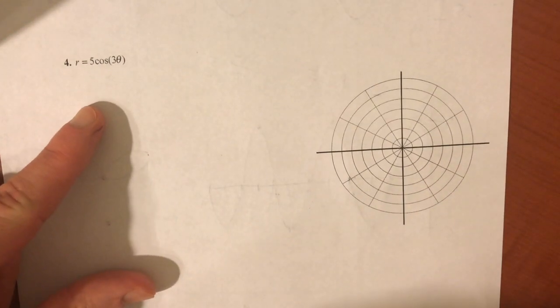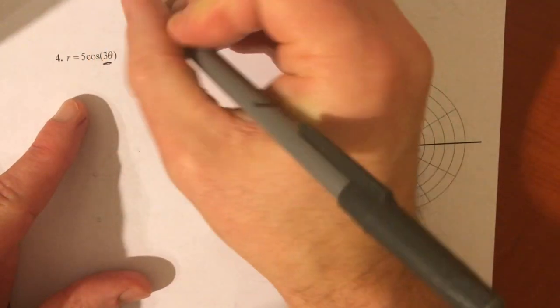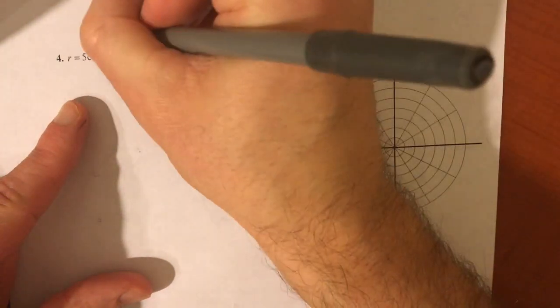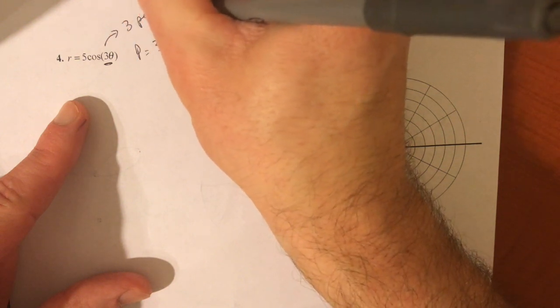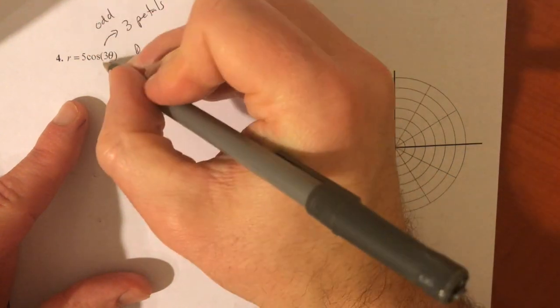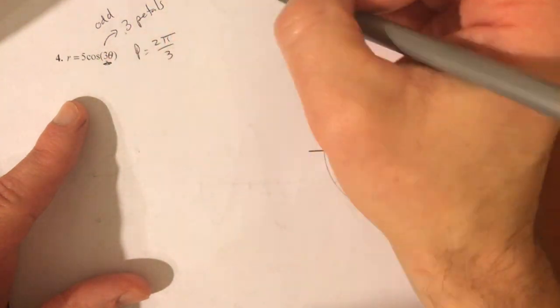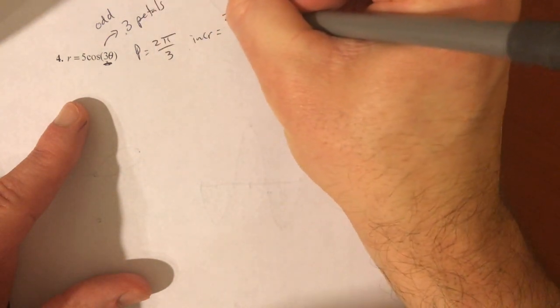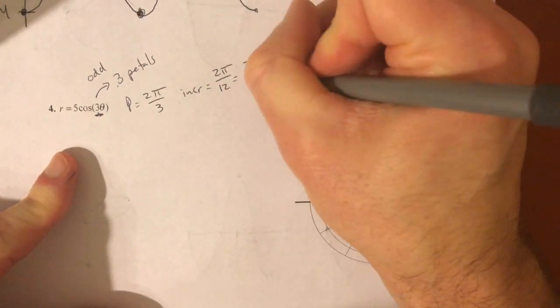And here we go, one more of these. r is 5 cosine of 3 theta. Again, that is going to give you a new period of 2 pi over 3. And hopefully you realize that is going to be 3 petals because you've got an odd coefficient in there. So whenever it's odd, it's that number of petals. If this were a 5, you'd have 5 petals. Our period is going to be 2 pi over 3, which means our increment's going to be, just like on the front really, dividing that by 4 gives you 2 pi over 12 or pi over 6.